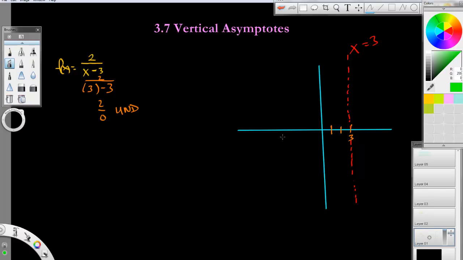All right, so this graph is going to come in something like this and come down to this fence here and never cross it. It is asymptotic. It never crosses that red fence there, and we'll go like this. Okay, so it splits right there at that undefined point of 3. That is called a vertical asymptote. Let's look at another example.